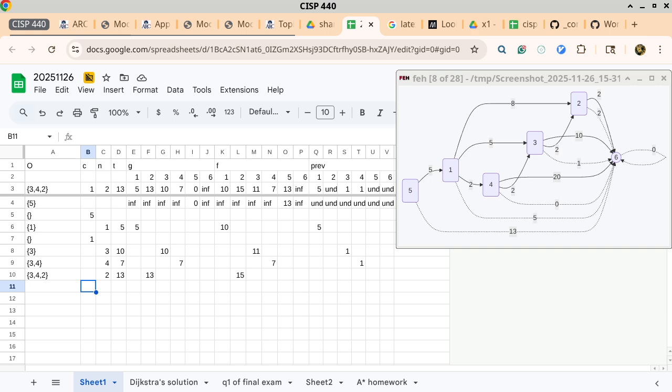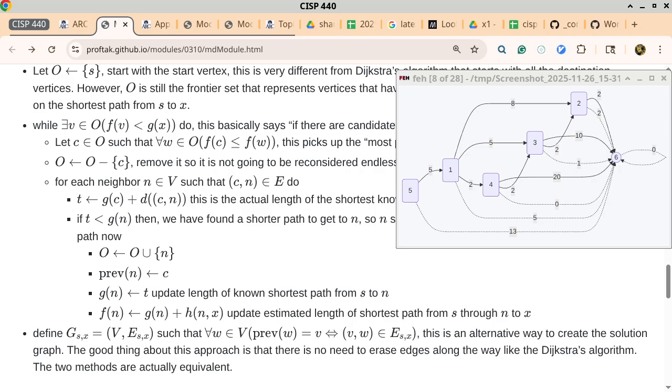So if you look at f of 3, f of 3 is 11. That's less than infinity already. I think we can stop, because we have confirmed that at least one element in the set O has an f value that is less than the g value of the destination. All right, but what does that mean exactly? In other words, if I switch back to the algorithm, what does that mean exactly?